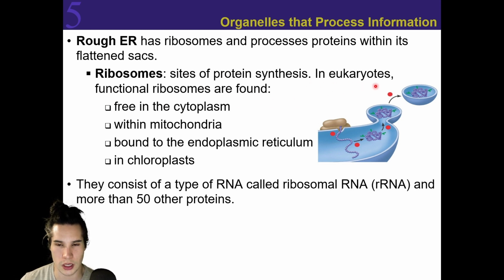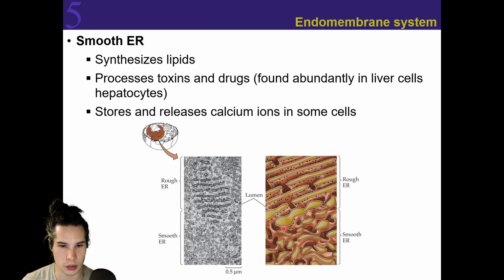All right, so in eukaryotes, just to go on a little bit of a tangent, your ribosomes could be found in the rough ER, they could be found in the cytoplasm, they could be found within mitochondria. Mitochondria are kind of like their own organism. You're also going to find them in chloroplasts, kind of like their own organism. So they consist of a type of RNA called rRNA, or ribosomal RNA, and more than 50 other proteins.